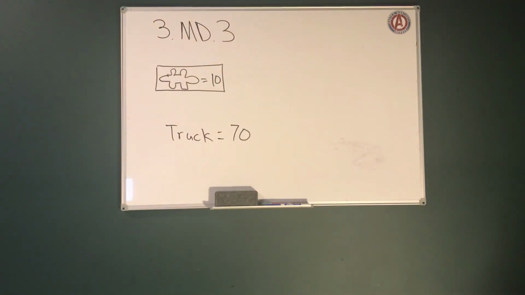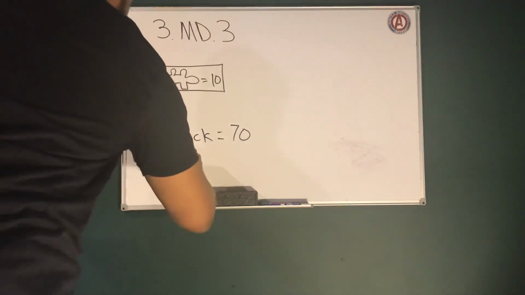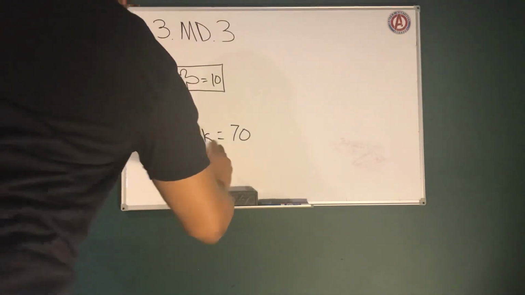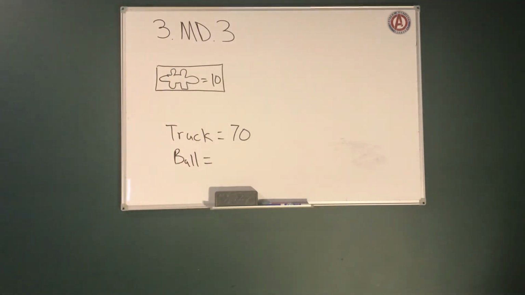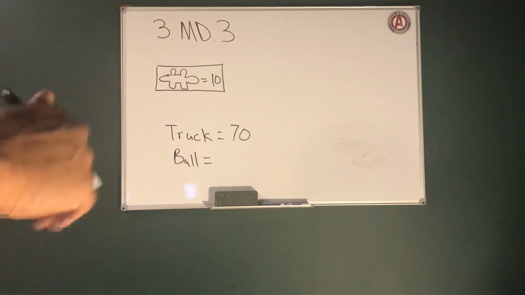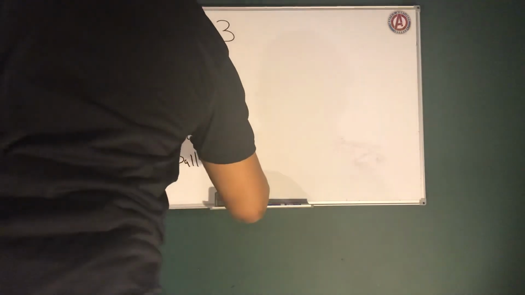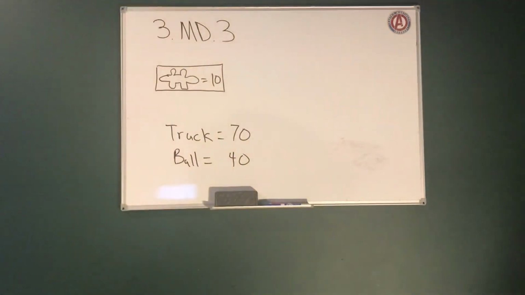For the ball, we had 4 balls. So 4 balls is not going to be 10. 4 balls is going to be 4 times the 10, which gives us 40. So it's very, very important that you read the key when you are solving these problems.